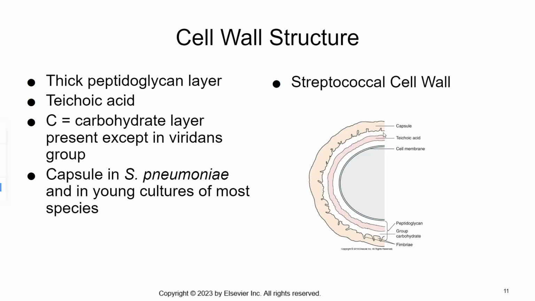So there's group A strep, which causes strep throat. There's group B strep, which causes a lot of issues in neonates and during pregnancy. So based on the group carbohydrate found here, it will place the strep into one of those Lancefield groups. Some species of strep also have a capsule, and we'll talk more about that capsule when we go through the various species.